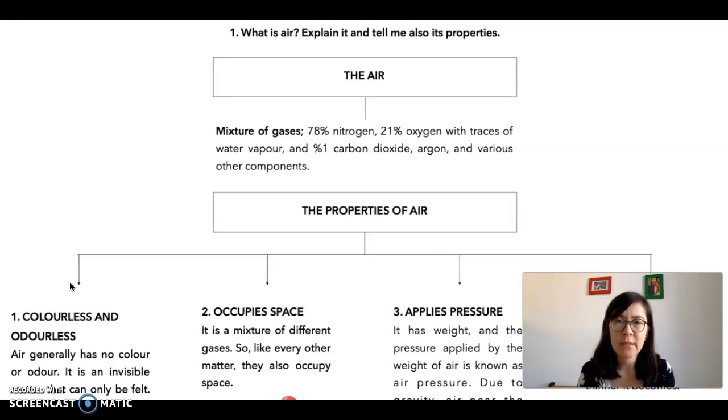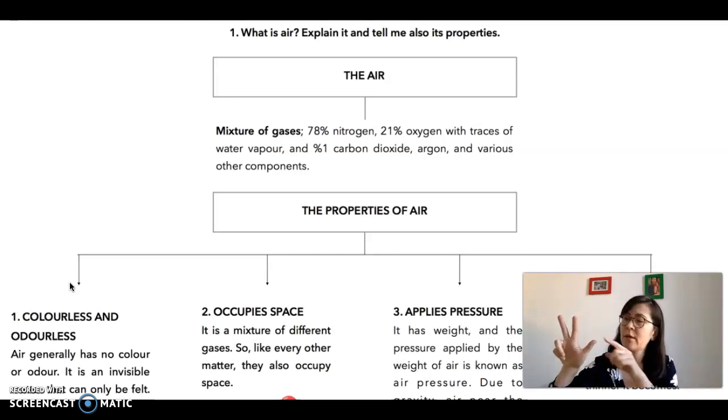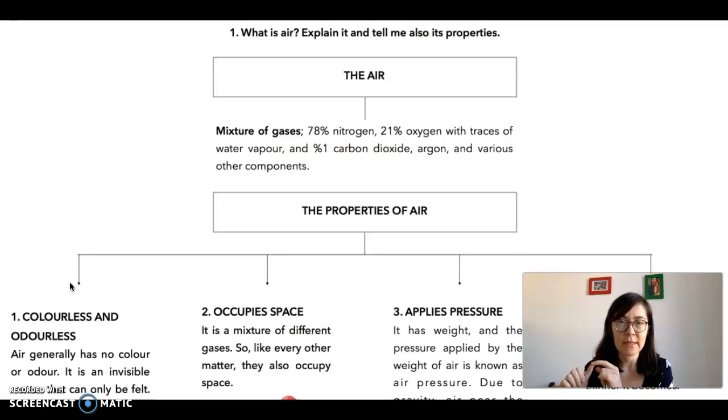If you can remember, guys, the air is a matter. Yes. And then what is a matter? Do you remember? Gas, solid, and liquid. And air also is a matter, and it is a gas. Actually, it is a mixture of gases. What are these gases? So 78% nitrogen, 21% oxygen, and in the oxygen there are the traces of water vapor, and 1% is a mixture of other gases, so carbon dioxide, argon, and various other components.